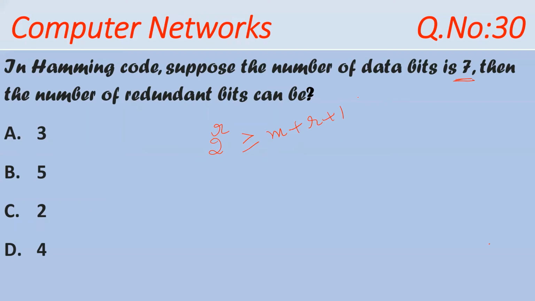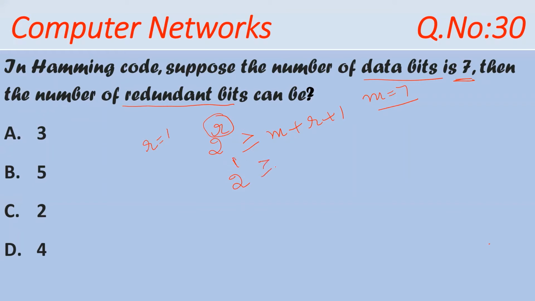So what is m over here? m is equal to 7, the number of data bits. Now we need to find r, the redundant bits. Initially we'll take the redundant bits to be 1, and use the formula to try to find out.